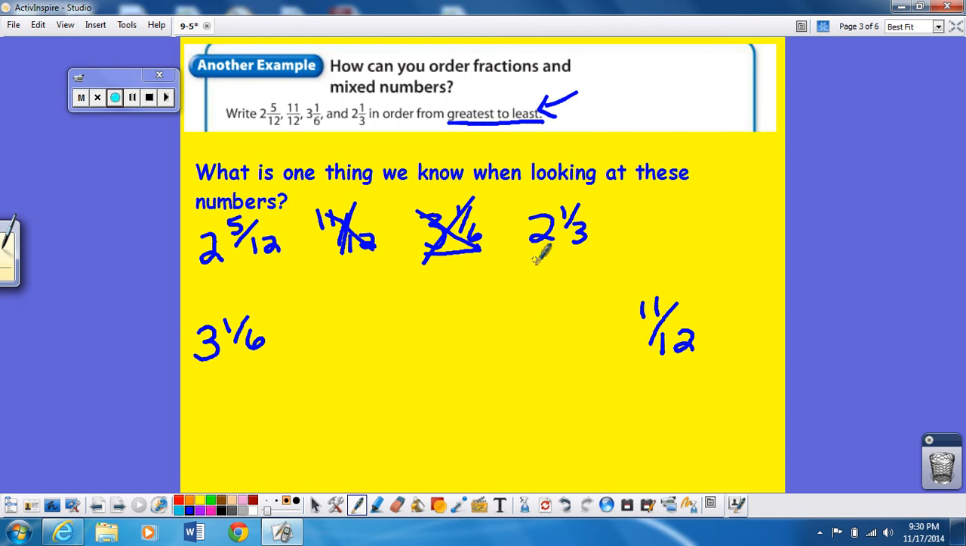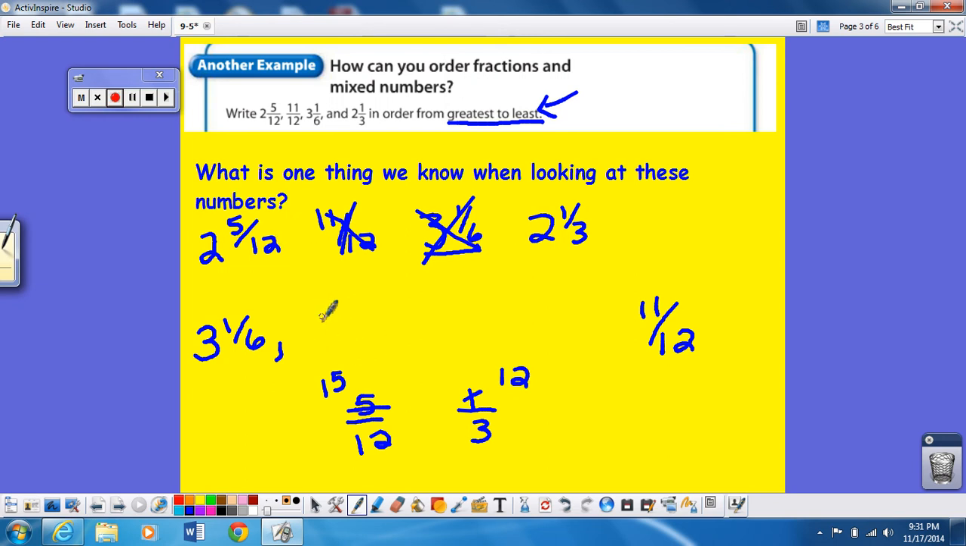Now basically all I have left to do is decide which of these is largest, and I'll put it next, and then obviously the other one will go next. Now, they both have 2 as whole numbers, so let's just forget about the whole numbers right now, and let's go down here and look at 5/12 and 1/3. We can cross multiply here, and 3 times 5 is 15. 12 times 1 is 12. This tells me that 5/12 is larger than 1/3.